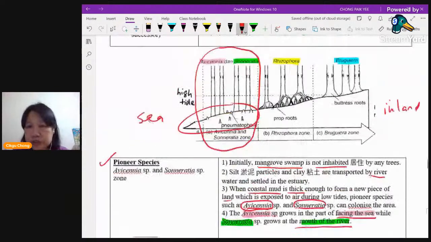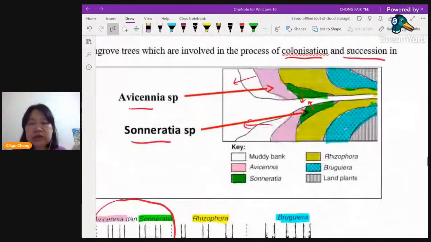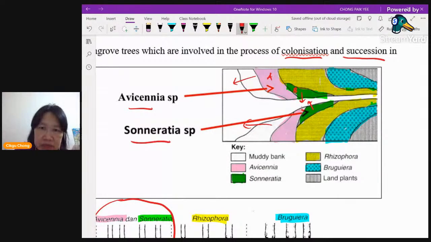Now, this could be a question, so take note of the zones here. I've seen this in past year questions, especially in objective ones. They will label the zones A, B, C, D, and ask which area you can find Avicennia and Sonneratia, or which one you can find the pioneer species. That's why you need to remember the zonation. A and B: A is Avicennia, further out, and Sonneratia is a bit nearer inside, facing the mouth of the river. Now we go to C and D.